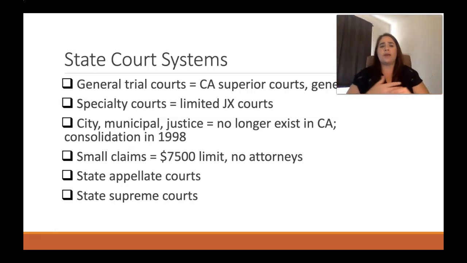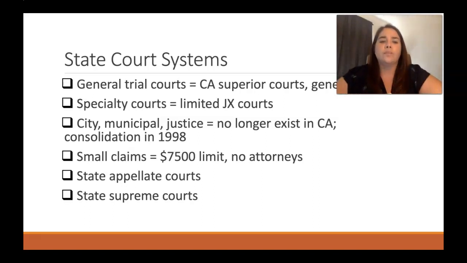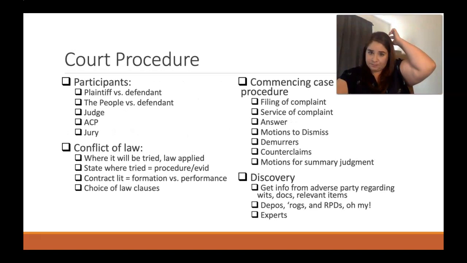It used to be that we had multiple levels at the superior court level, at the general jurisdiction level. But in 1998, we recognized that that was way too expensive and that we couldn't really afford that anymore, so we consolidated. We utilize small claims courts where there is a $7,500 limit, and where the parties cannot have any attorneys. And then, of course, we have the appellate courts and the state Supreme Court.